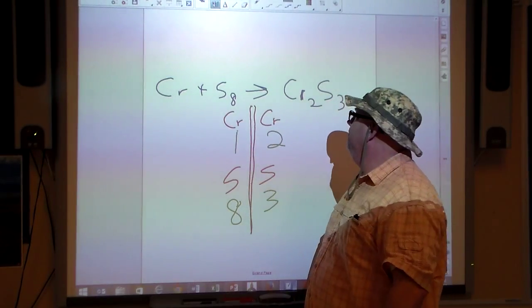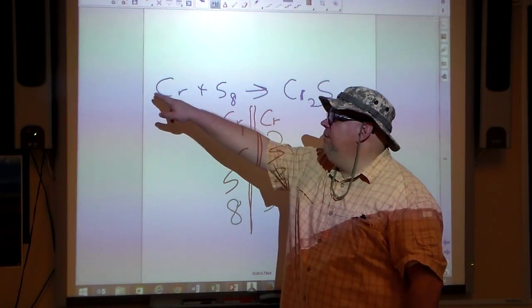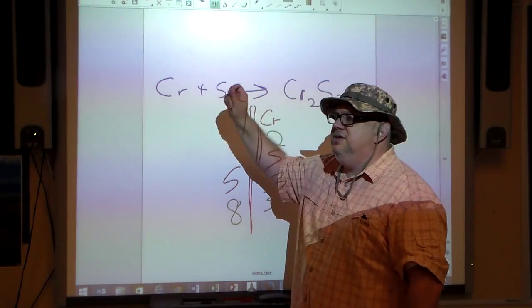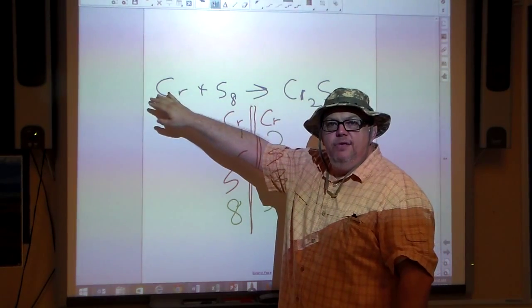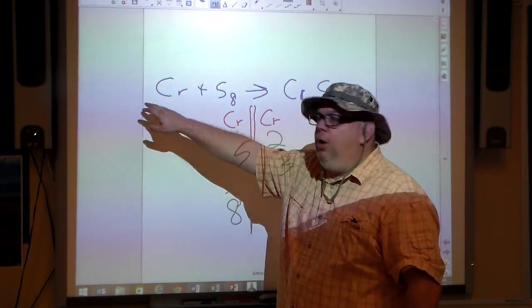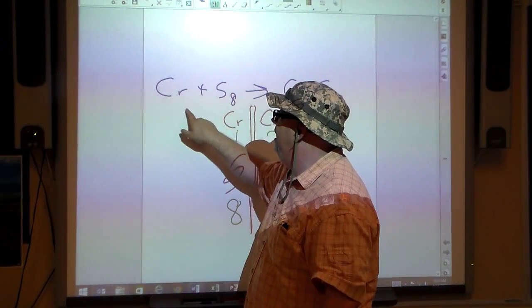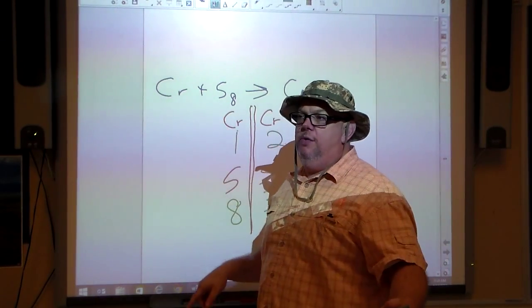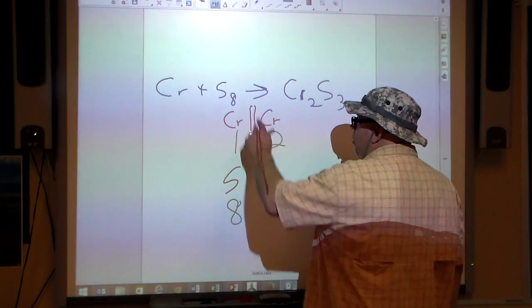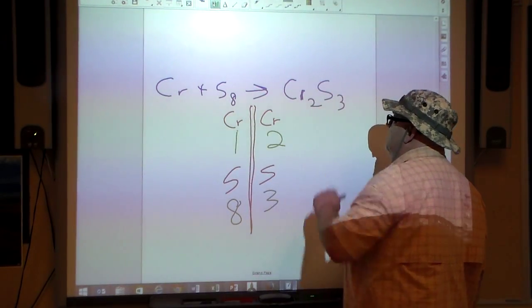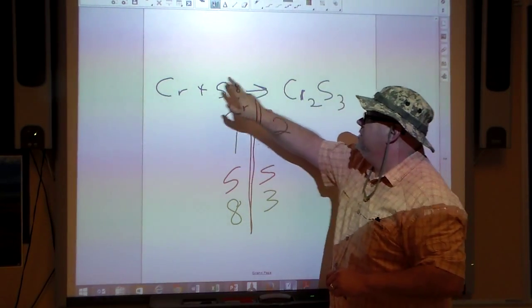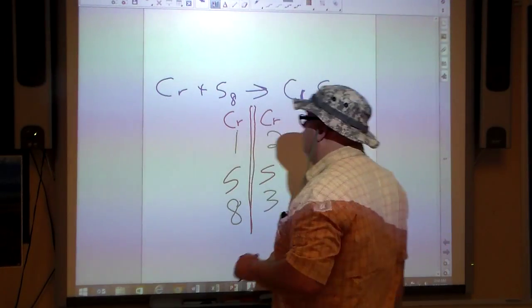Let me tell you why. The Cr would be very easy. We can just simply put a 2 in front of it and be done. I would wait until the end for this one, because we can put any old number here. Now remember, we cannot change these subscript numbers. That means we have to change the coefficients, not the subscripts.